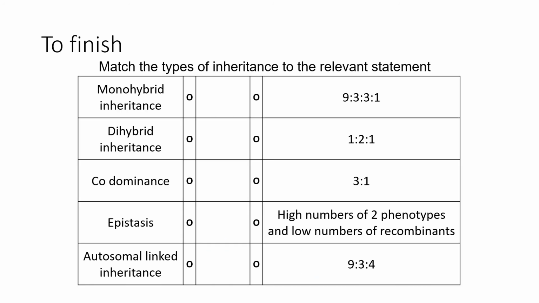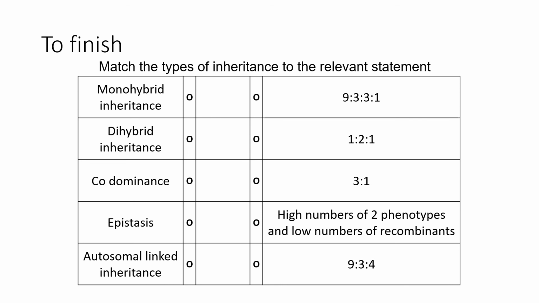So just to finish off, there are 5 different types of inheritance listed, and there are 5 different statements that connect to each one of those. All you have to do is match the ones on the left with the ones on the right. Pause the video now and give yourself a couple of minutes to have a go at that, and then you can check your answers.